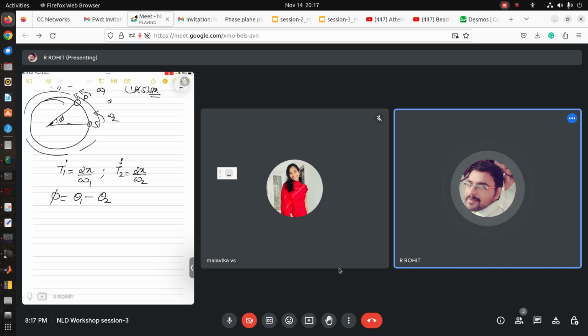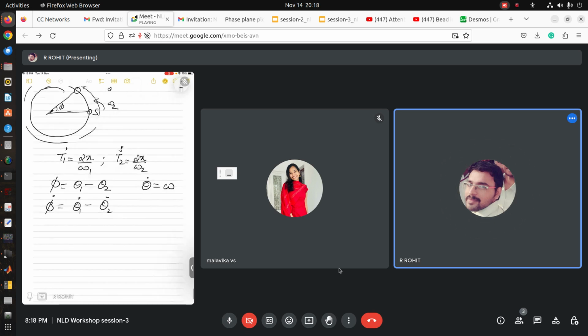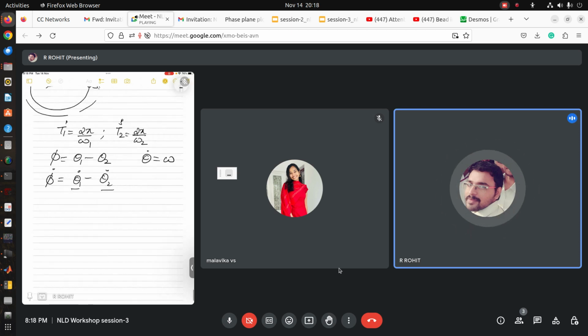So the phase difference is nothing but, since we know that for a uniform oscillator theta dot equal to omega is the condition. Now theta dot is equal to omega we know. So since here phi is equal to phi 1 minus phi 2, if we differentiate it, you will get phi dot is equal to theta 1 dot minus theta 2 dot. And now you know theta 1 dot and theta 2 dot are nothing but omega 1 and omega 2, and that is equal to phi dot.